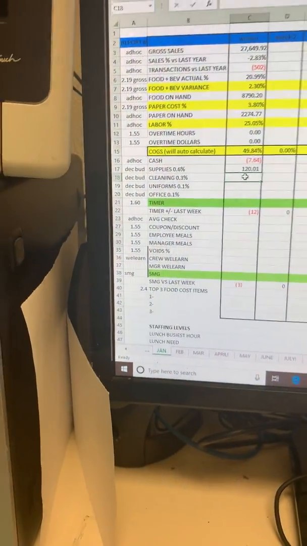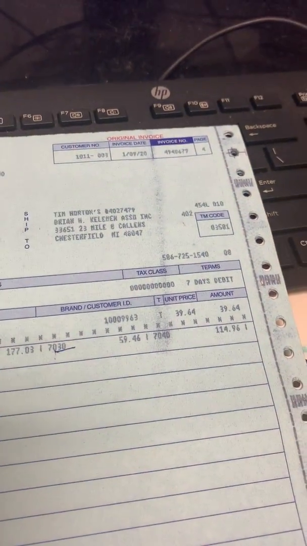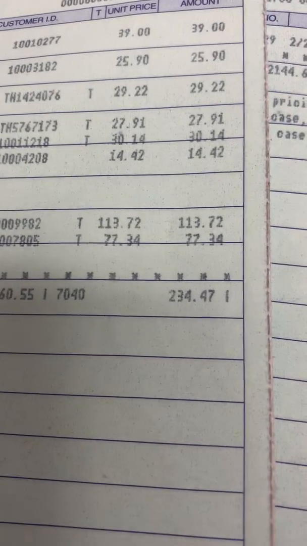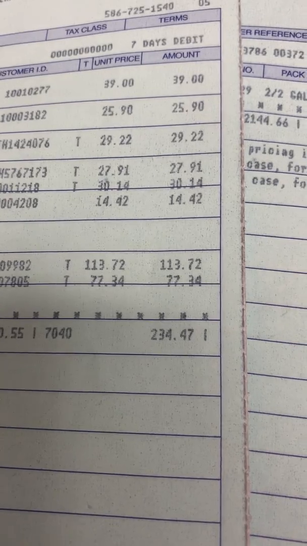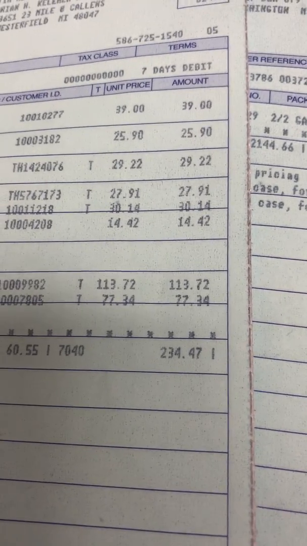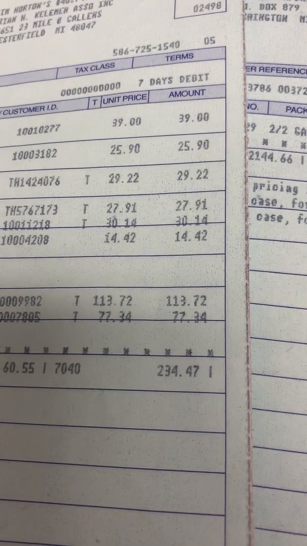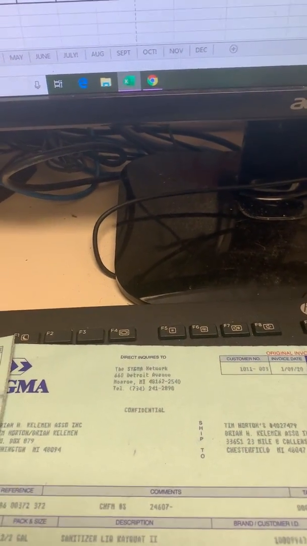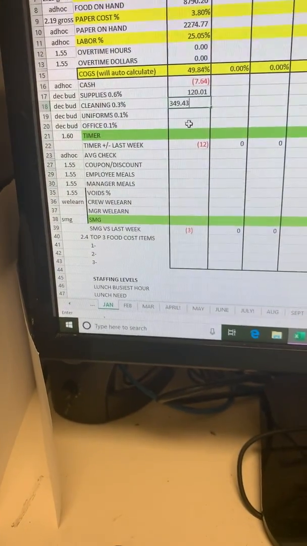Okay, cleaning, that is your 70/40 on your truck orders. So I'm just going to add in both of those, which is extreme, but if you have the combi ovens, you know that one of those cleaners is $113, which is insane. So this is $349.43. Put that in there.